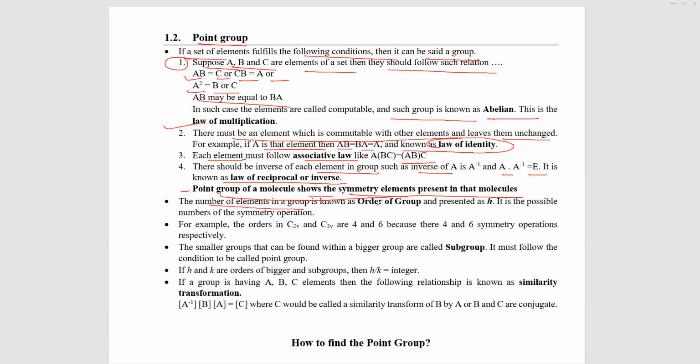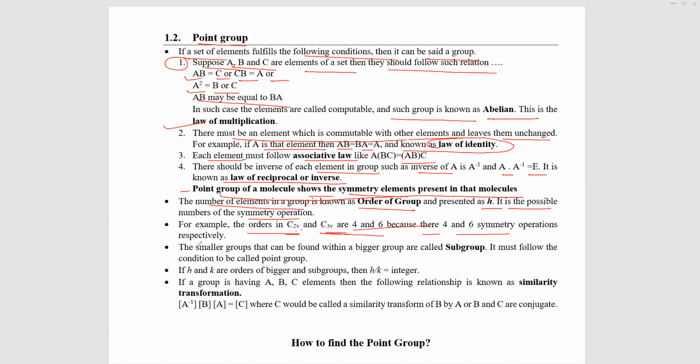The number of elements in a group is known as the order of the group. So the total number of elements present in that group is known as the order of the group, and it is represented with the symbol h. It is also the number of symmetry operations. For example, the orders of C2v and C3v are 4 and 6. C2v and C3v are point groups, and 4 is the order of the C2v point group, and 6 is the order of the C3v point group. Because in C2v there are 4 elements, and in C3v there are 6 symmetry operations or elements present.